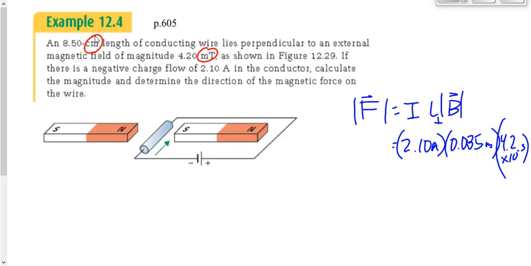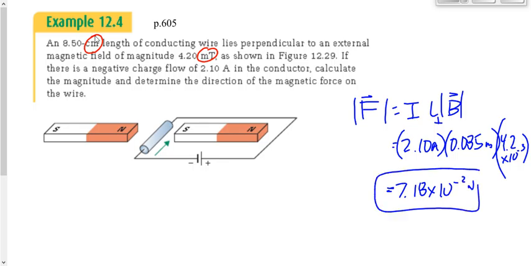I get 7.18 times 10 to the minus 2. Anybody else get that? Should be 10 to the minus 4 here. I did the same thing on the last question. Yeah. It was like milliseconds. Okay.